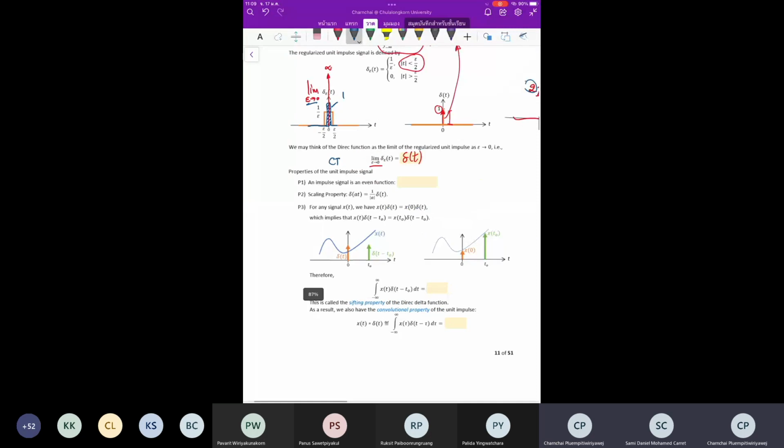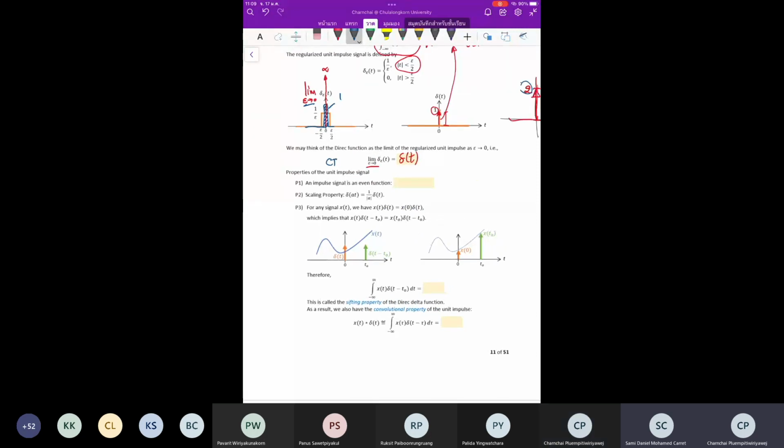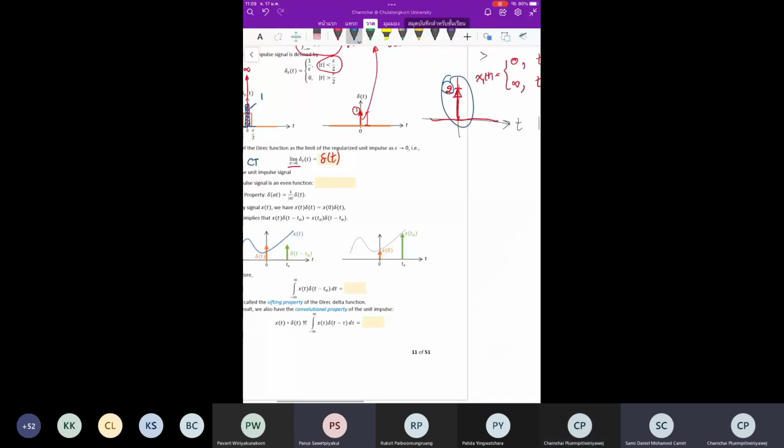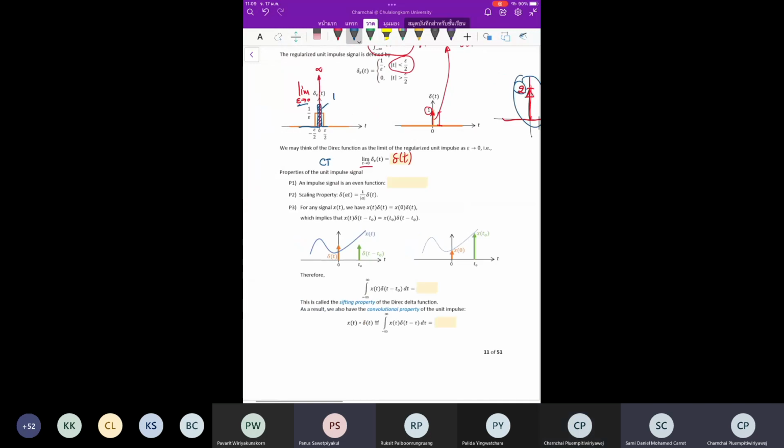What does it mean by an even function? Delta of negative t equals delta t. Exactly. Delta of negative t must be equal to delta t. It has to be symmetric over the vertical axis. The second property is called the scaling property. We'll come back to this one later, when we learn scaling. But right now, you just remember this.